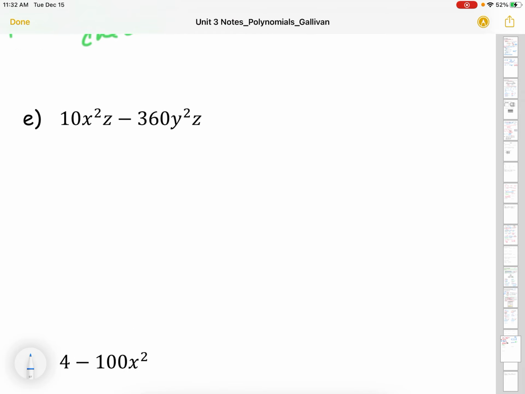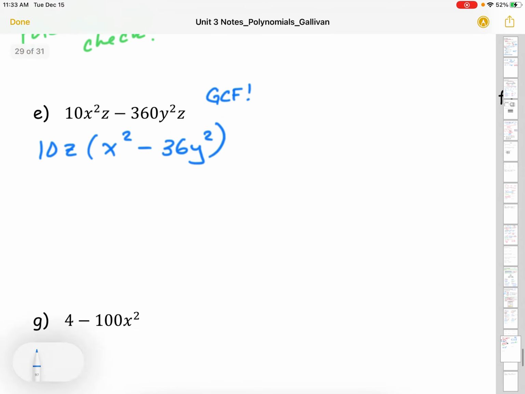Okay? Let's keep going. Now, remember, we have to do our GCF first, right? Because right now, those don't look like perfect squares to me. But I can take a 10 out of both of them, and I can take a z out of both of them. So I'm going to be left with x squared minus 36y squared.